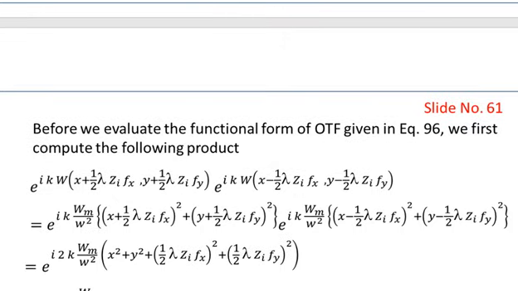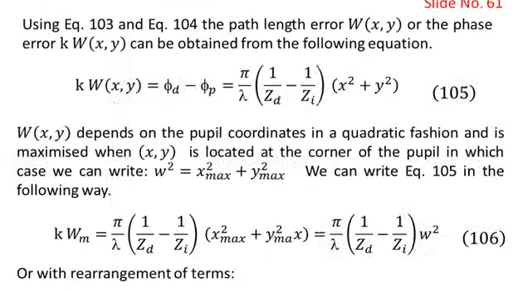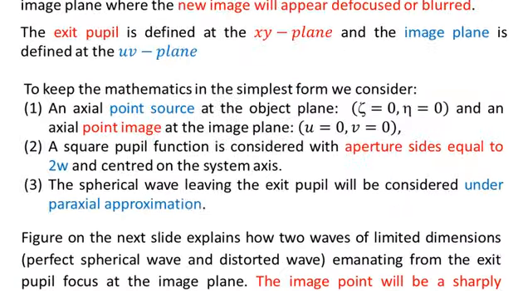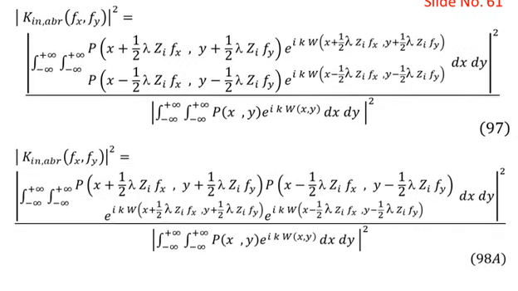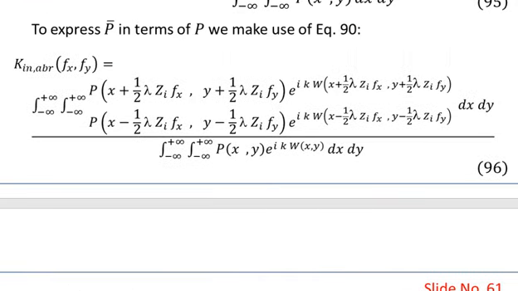Before we evaluate the functional form of the OTF given in equation 96, let me show you equation number 96. This equation is 96. So you see that we have to plug in the value of our pupil functions over here. But before that we want to simplify the results, and then we shall plug in the results in equation number 96 to obtain the normalized incoherent transfer function.